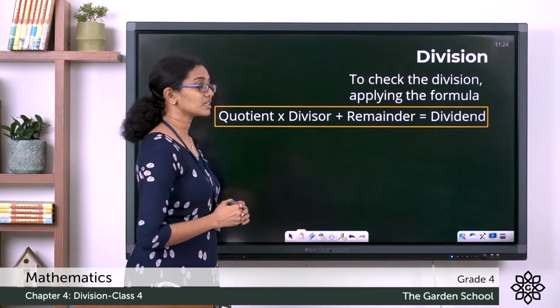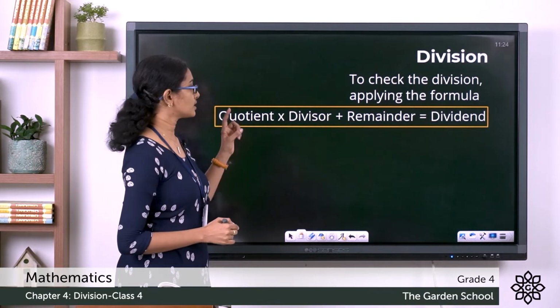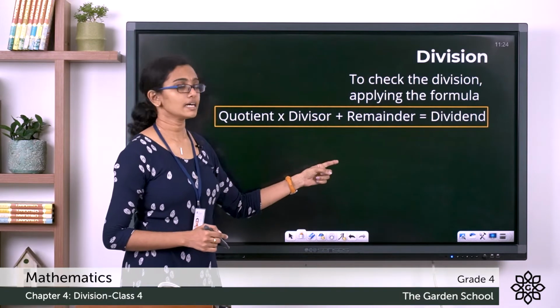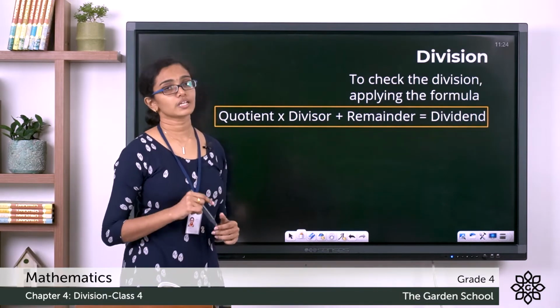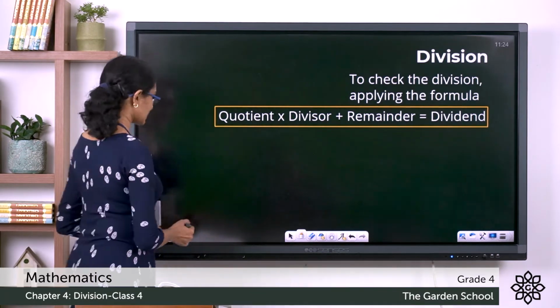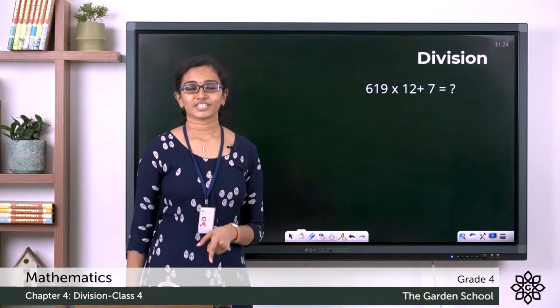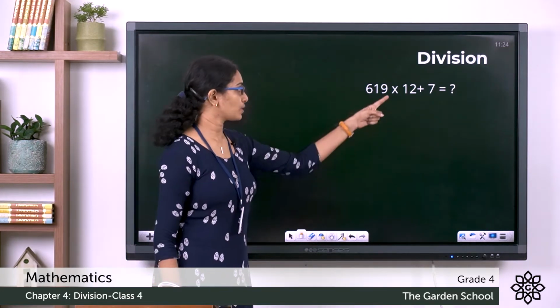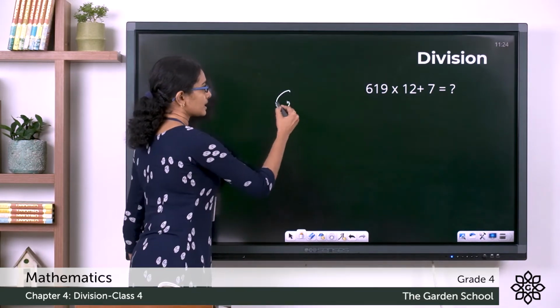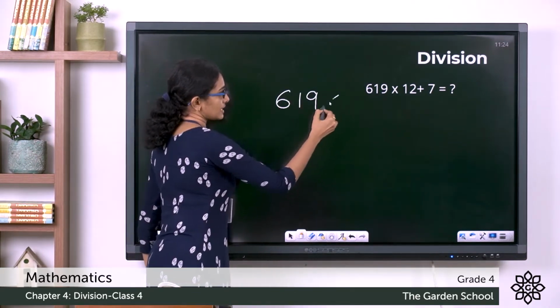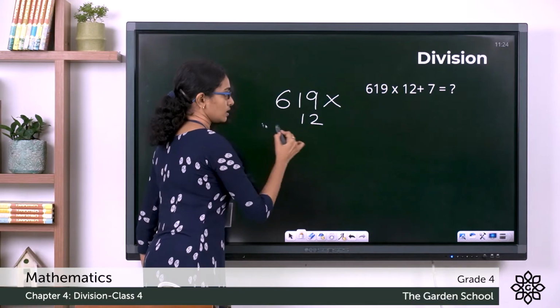Make sure you keep this formula in your mind. The quotient into divisor plus the remainder should give you the dividend if the division was done correctly. So let's check the division. What was our quotient? The quotient was 619 and our divisor was 12. So let's multiply these two numbers, 619 into 12.